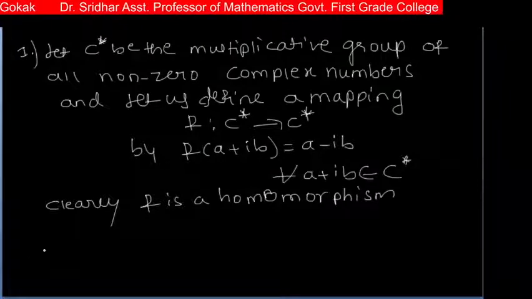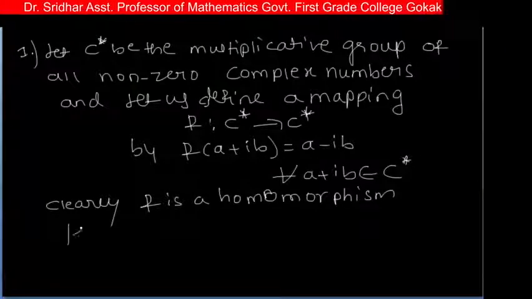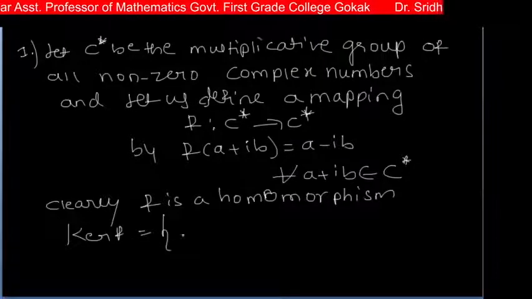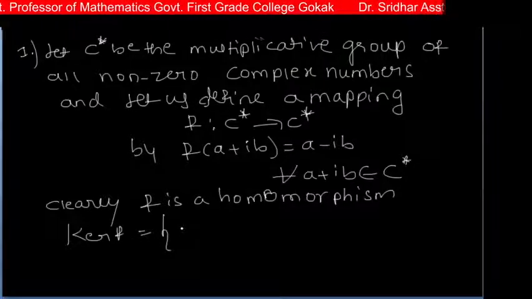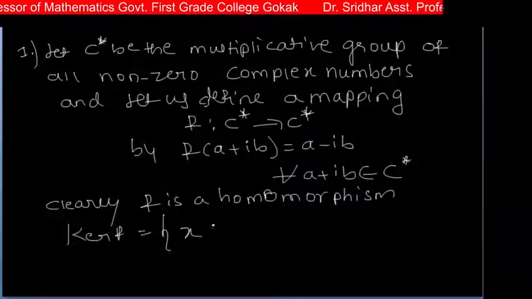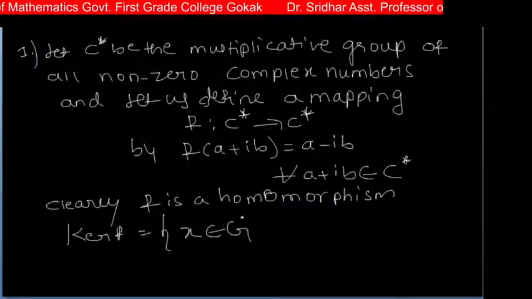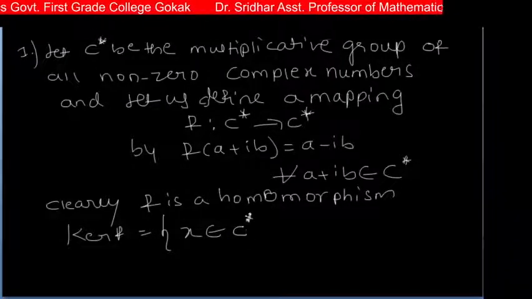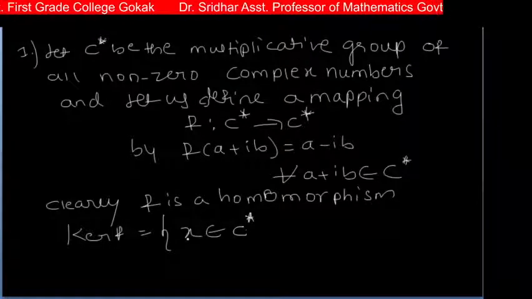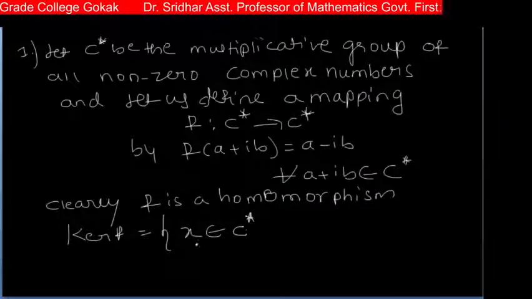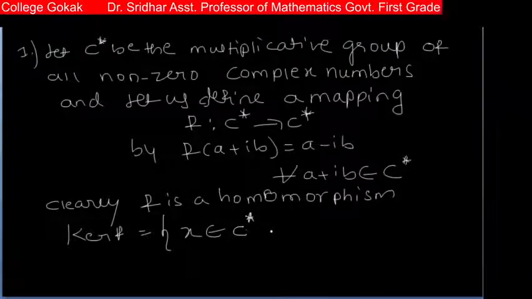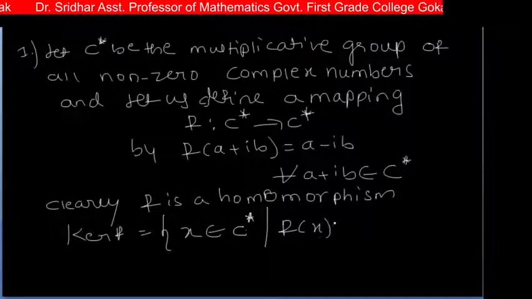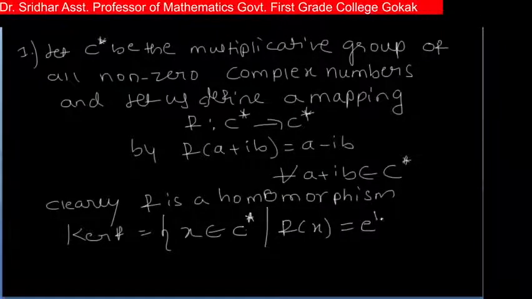Okay, so then kernel of F is equal to, how we define it, let us see. Kernel of f, by the definition, is the set of all elements which belong to C star. Here G is nothing but C star. The kernel of f is a subset containing the elements of C star whose images are equal to the identity element E dash.